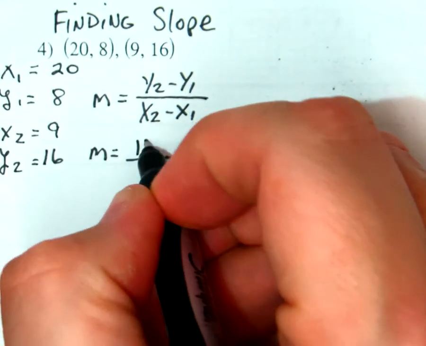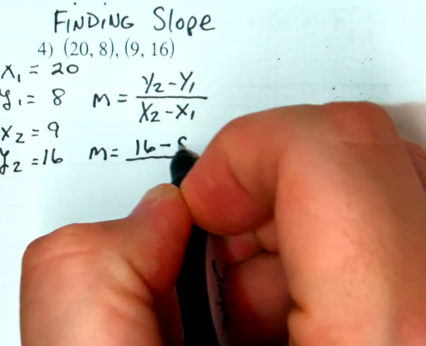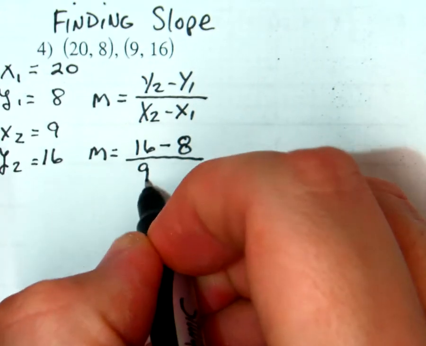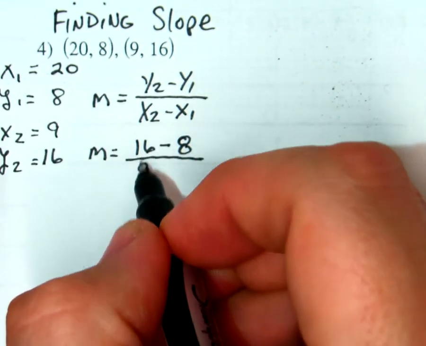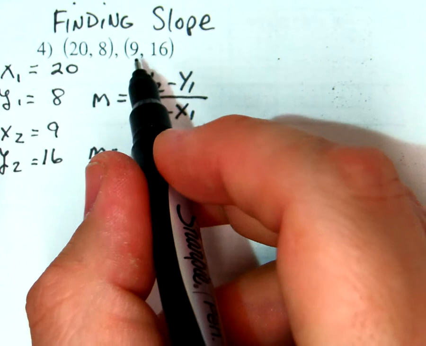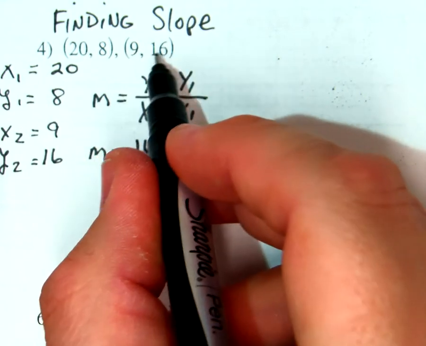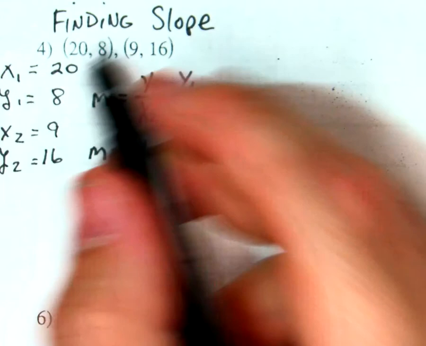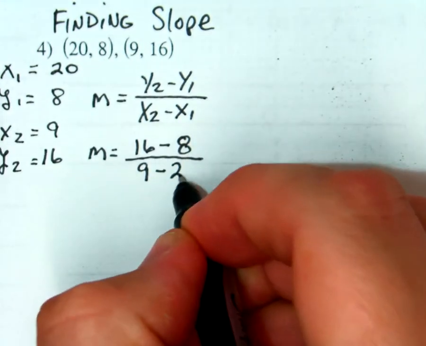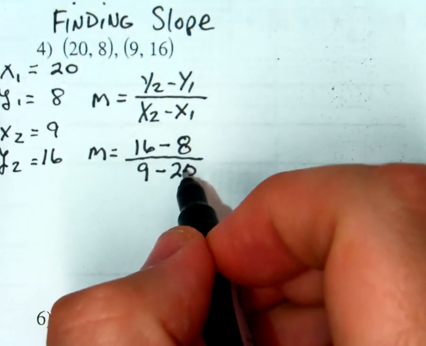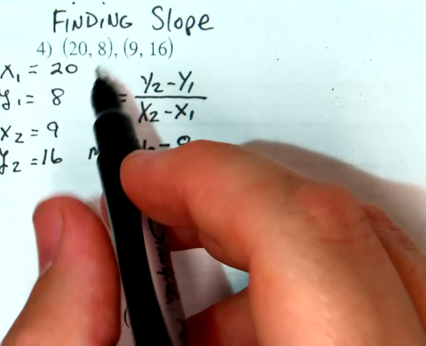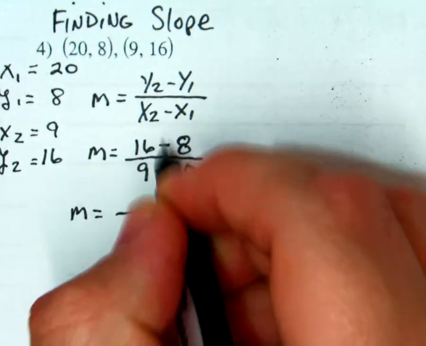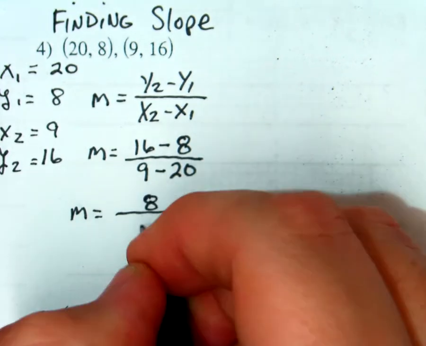y2 is 16, y1 was 8, so I have to subtract 16 minus 8. x2 was 9, and notice that the first two values actually are the second ordered pair, minus the first x value, which is 20. That's the second ordered pair, 9 and 16. There's a 20 and an 8. Do the math. We get 8 over negative 11.